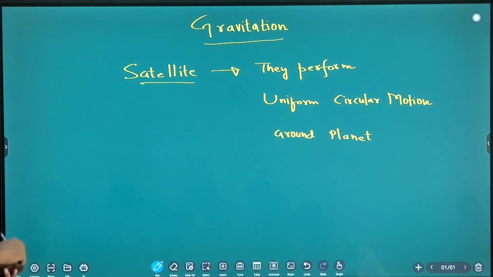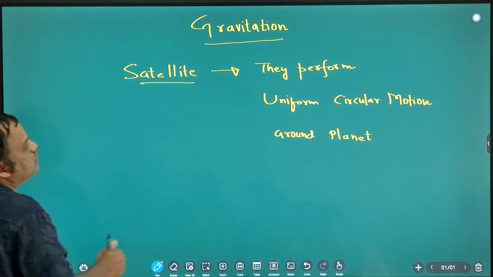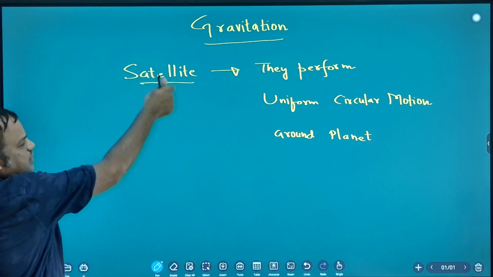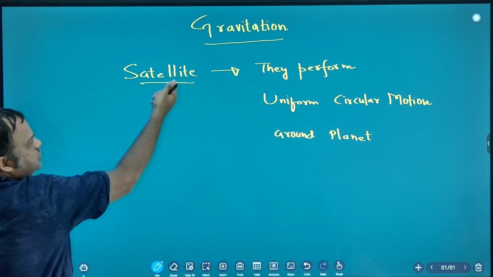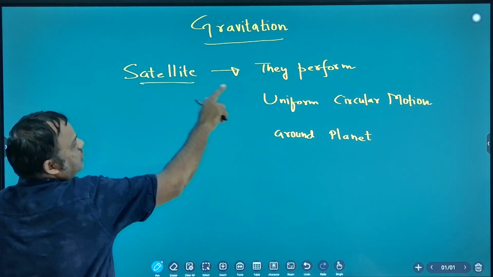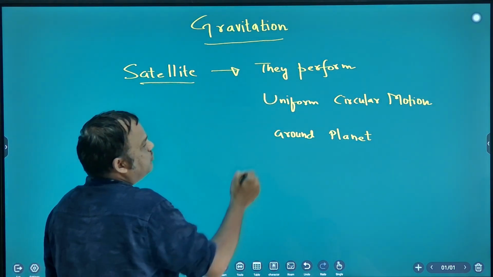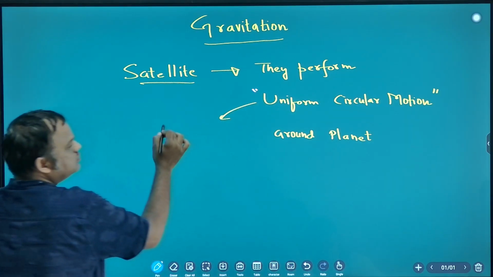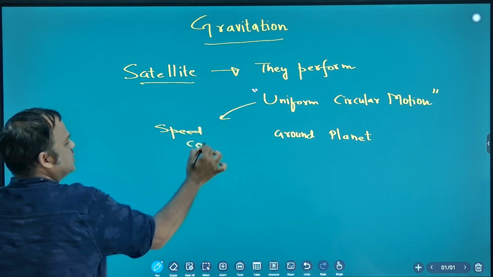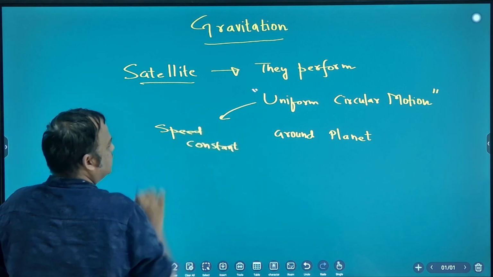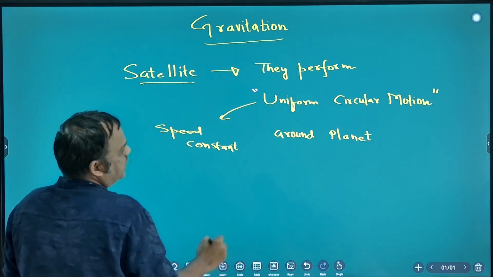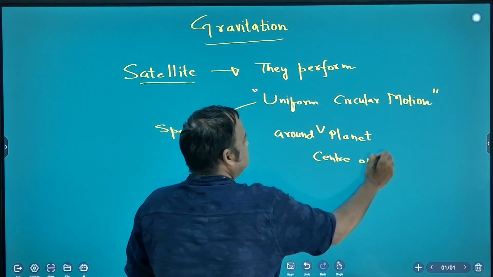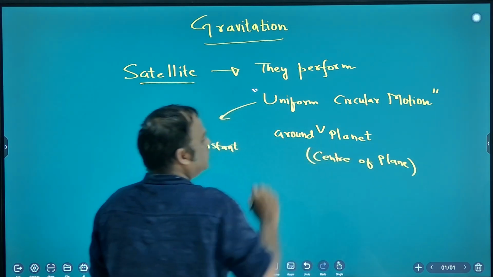Then I will discuss escape speed also. Escape speed is very easy. We can cover later also, but let's finish this. Very important it is. Note down. Satellite. They perform uniform circular motion. What is uniform circular motion? Speed constant. Very good. Around planet means around the center of planet.